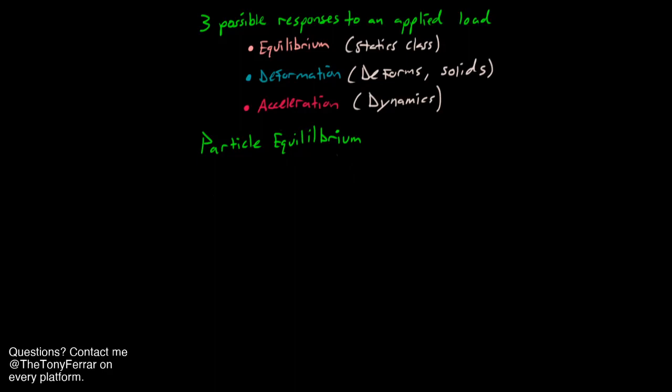The basic idea for a particle is that if a particle system is going to remain in equilibrium, all of the forces acting on it, sum of forces, have to equal 0. There are two types of forces that act on particles. We have the applied forces, which are what we're doing to the system.